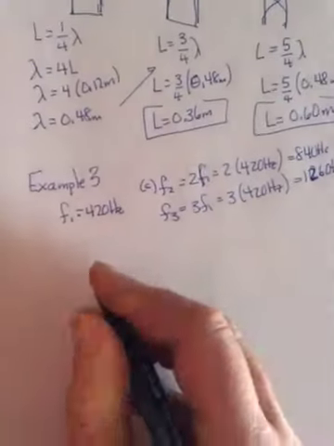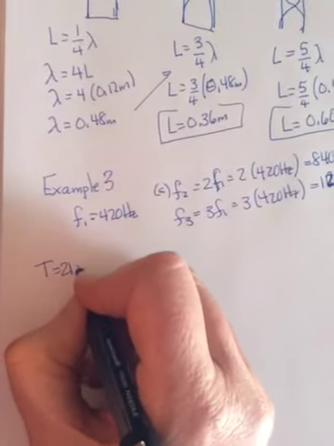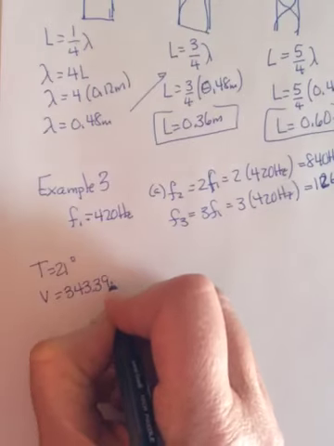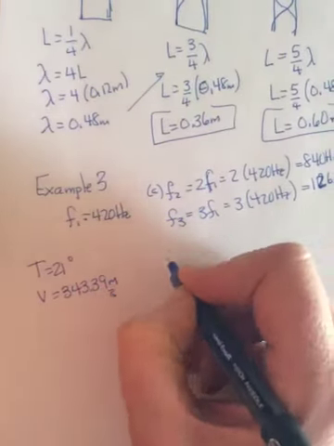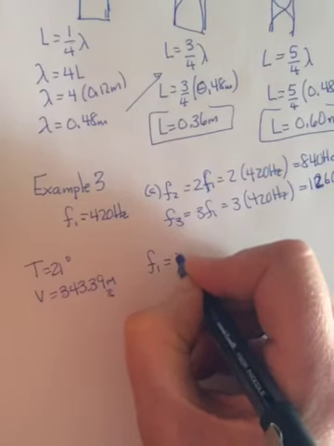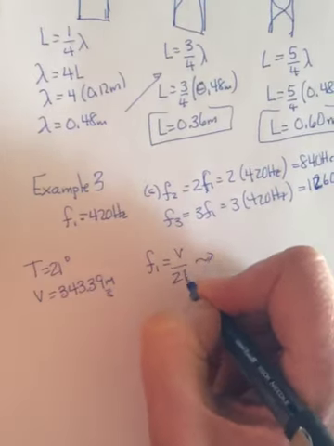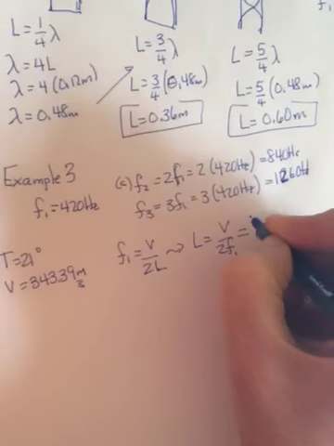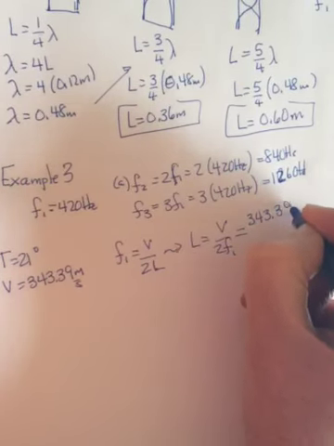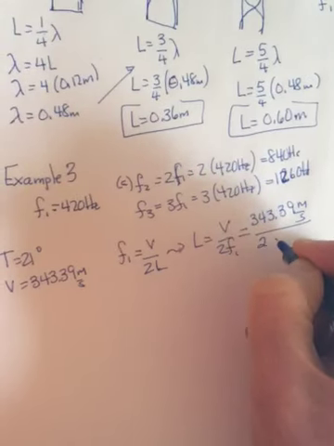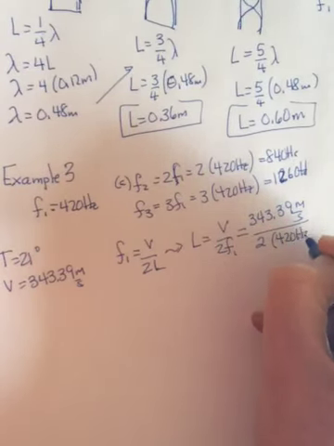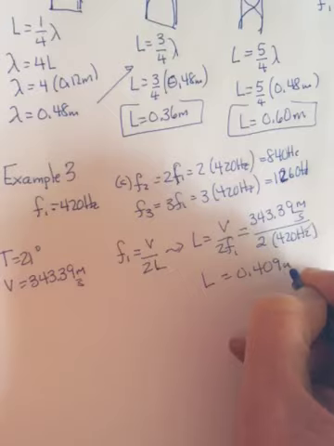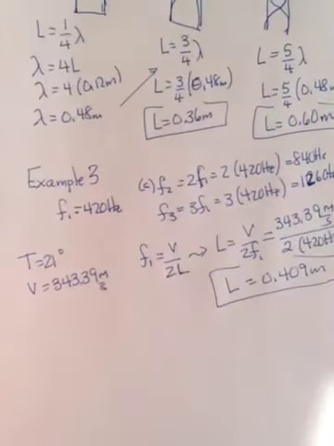Okay, part B, if the room temperature is 21 degrees, you can find the speed. It should be 343.39 meters per second. What is the length of the air column? So for an open tube, F1 is equal to V over 2L, which means L is equal to V over 2F1. So 343.39 meters per second divided by 2 times 420 hertz. And when you do this, you should get an L of 0.409 meters. Okay? So that's tubes.